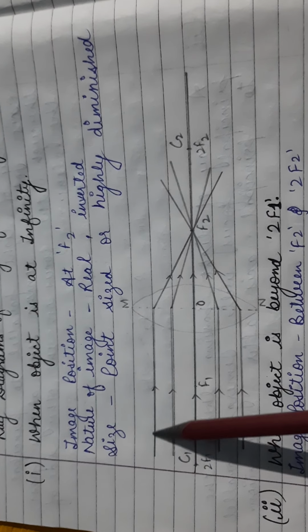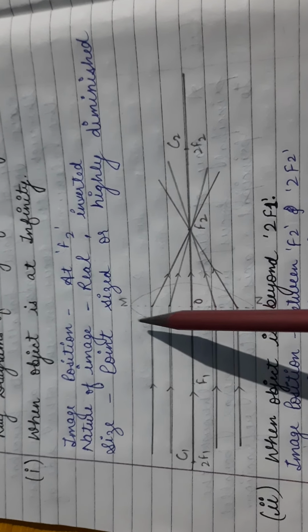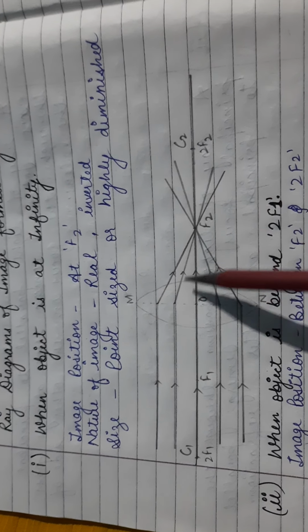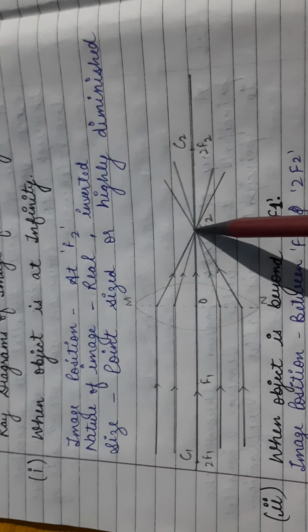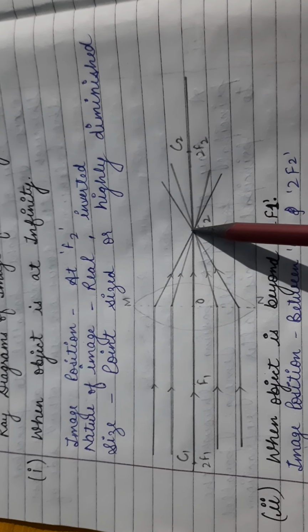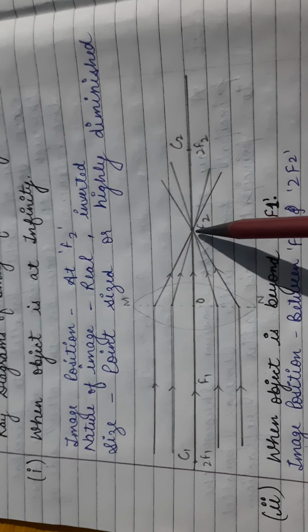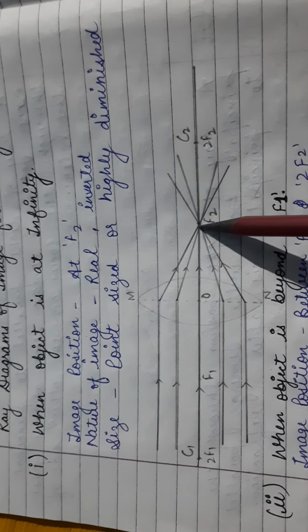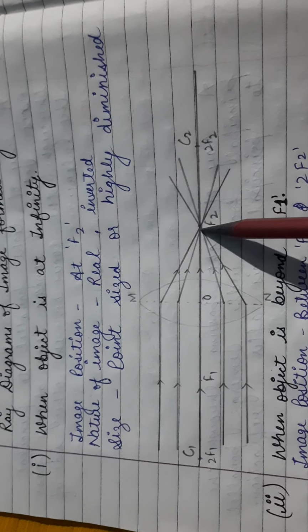Why? Because the rays are coming parallel to the principal axis, and as this is a convex lens, this will converge the rays to the focus. So here will be the image formation, that is highly diminished, or we can call it point size. The image nature will be real and inverted.